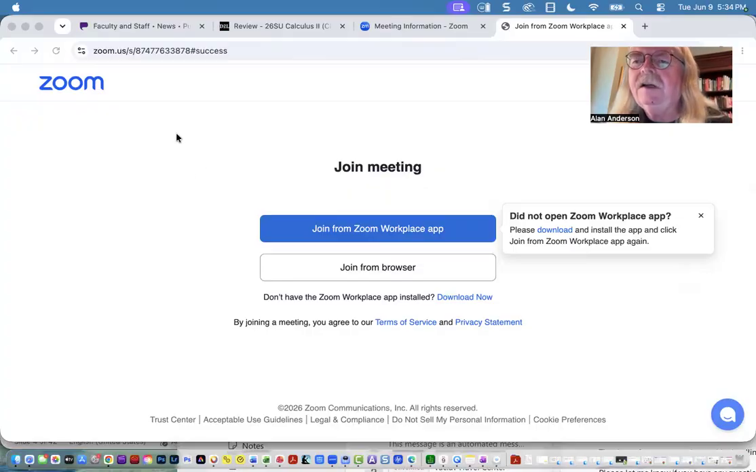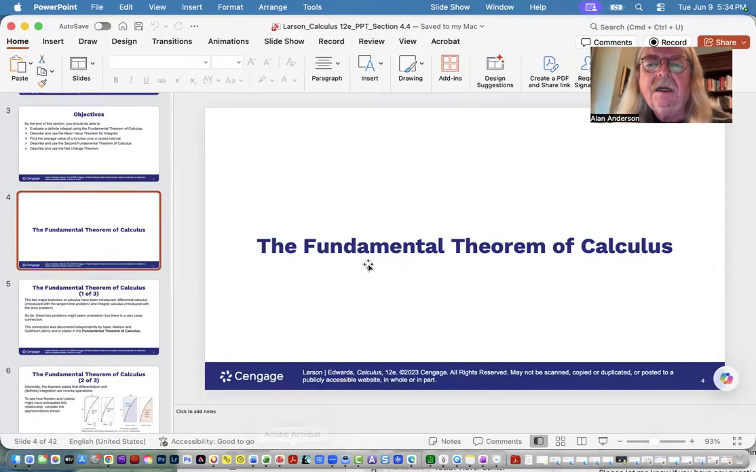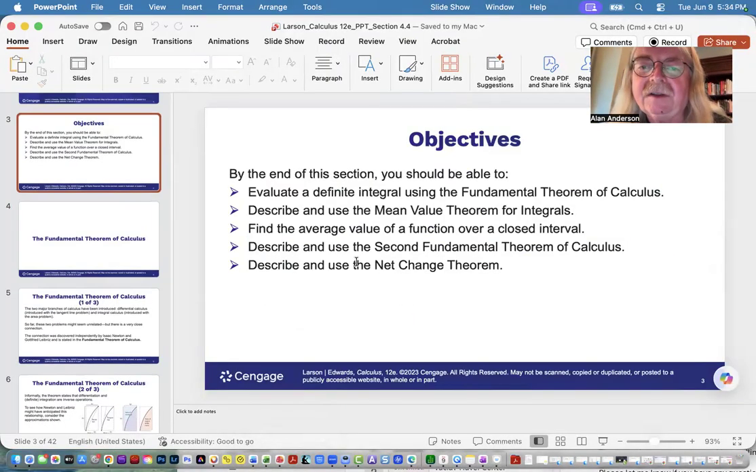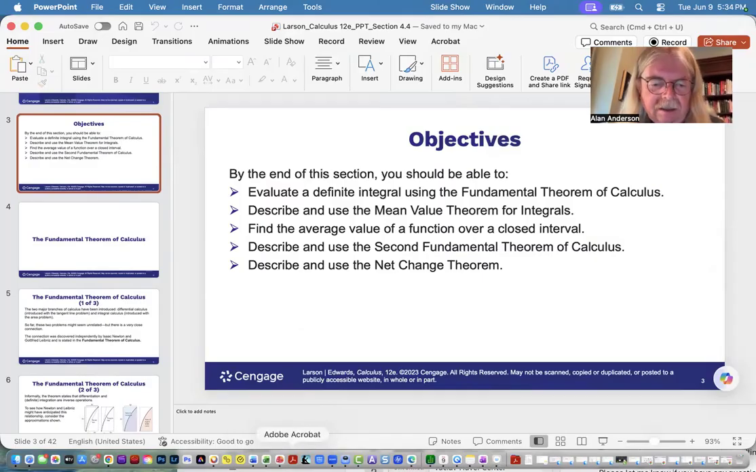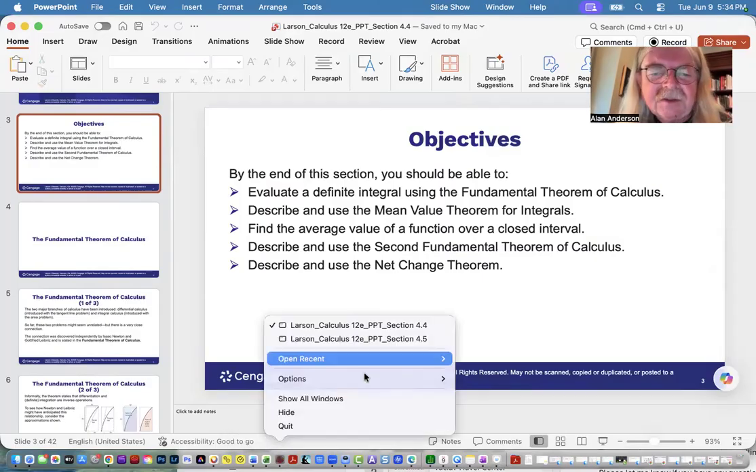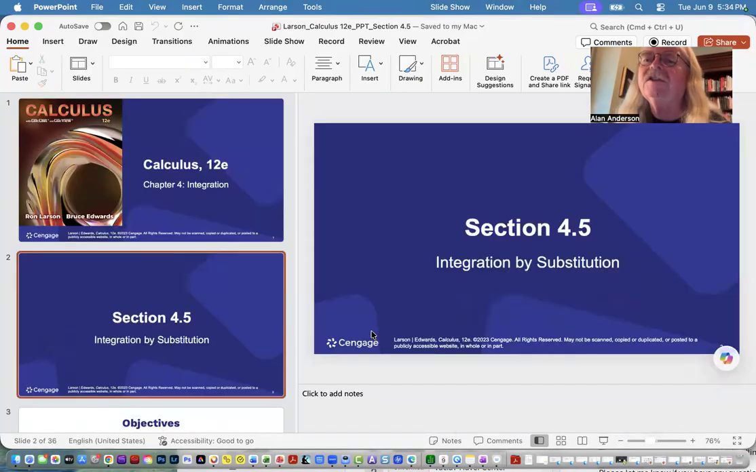All right, so we're going to carry on with our reviewing. Now we're awfully close to the end here. Right now we are in 4.4, which is our look at the fundamental theorem of calculus. And then 4.5, which follows it, is a look at, let me just go open it up for you. It is integration by substitution.